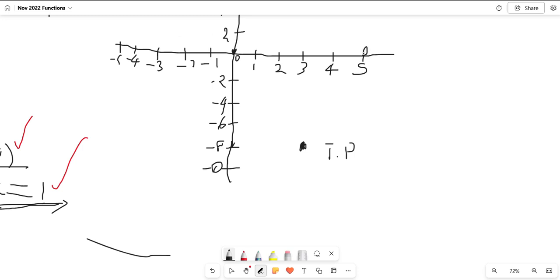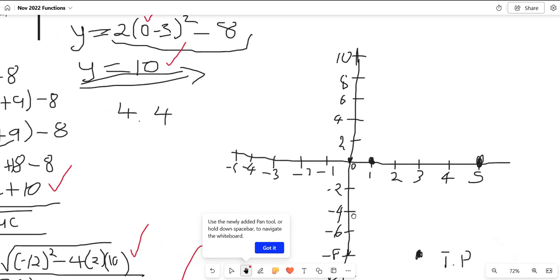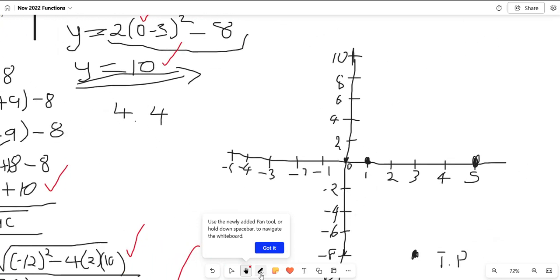The first x-intercept, x equals 5 and x equals 1. Then the y coordinate, there it is, is positive 10. We go to positive 10 on the y. Here is our y, positive 10. The value of a is a positive number. We are going to have a parabola that is facing upwards.